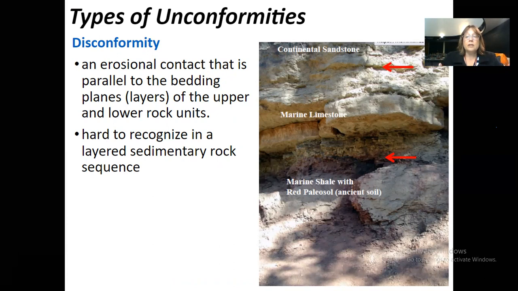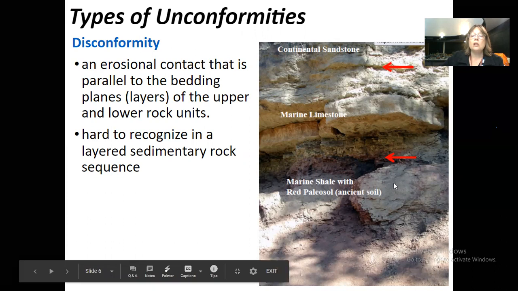Soil was developing on that surface. And then at some point, the region became covered with ocean water again. And that is evidenced by this marine limestone that formed on the ocean floor. So this erosional contact separates rocks that are much older than the rocks above it.